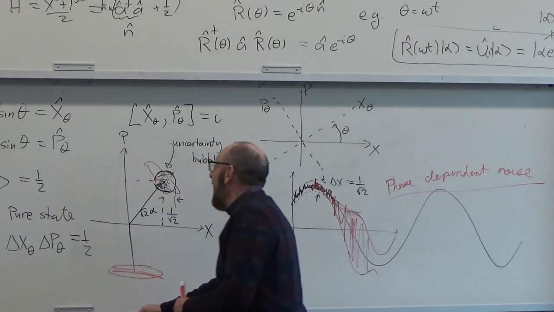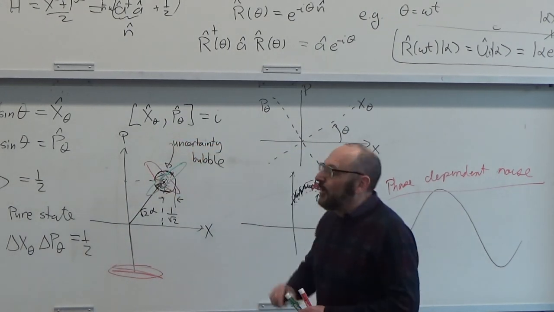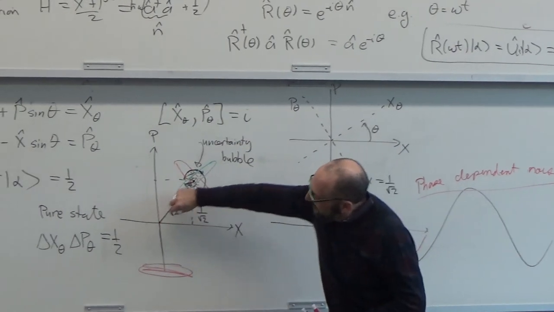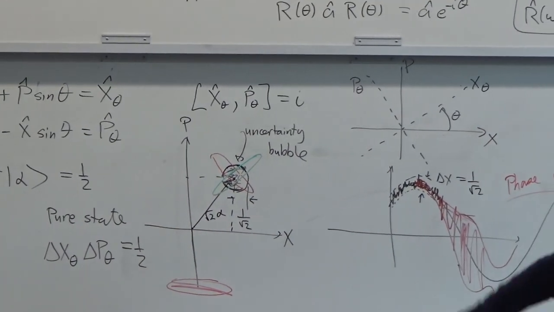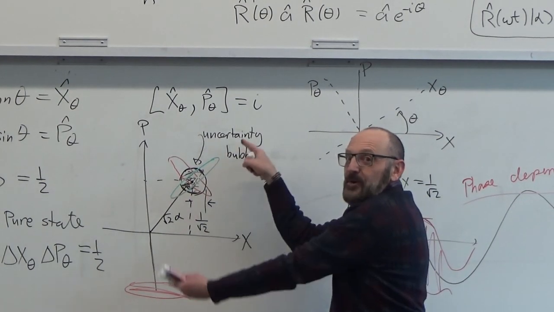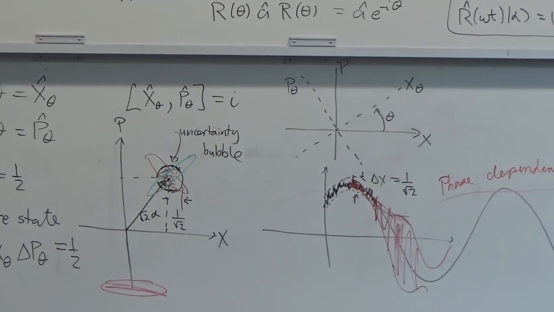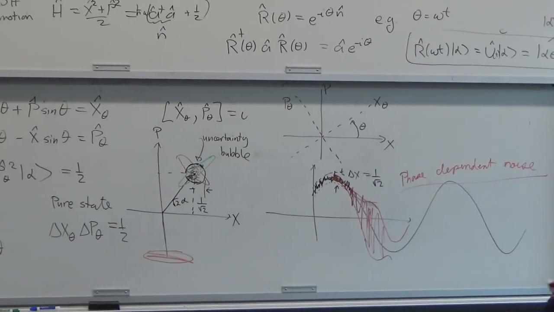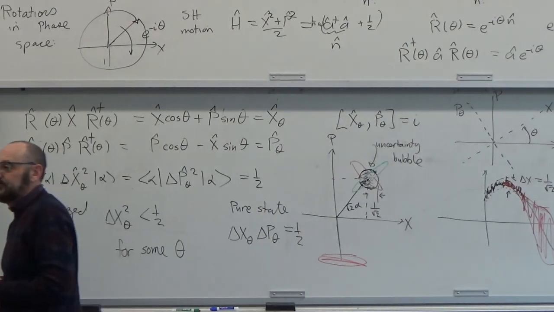Alternatively, I could have a phase squeeze state, one where I know exactly what the phase is, not exactly, but I've improved my certainty on what the phase is, and I've traded that off with a bigger uncertainty in what the amplitude is. Such a state cannot be obtained from a classical light source.